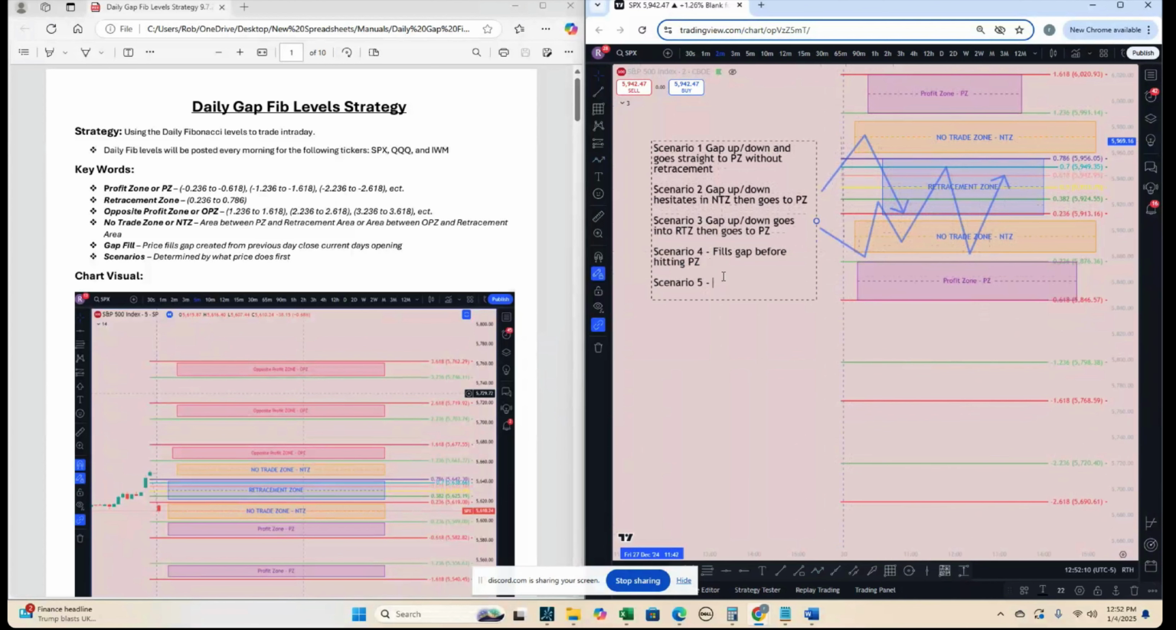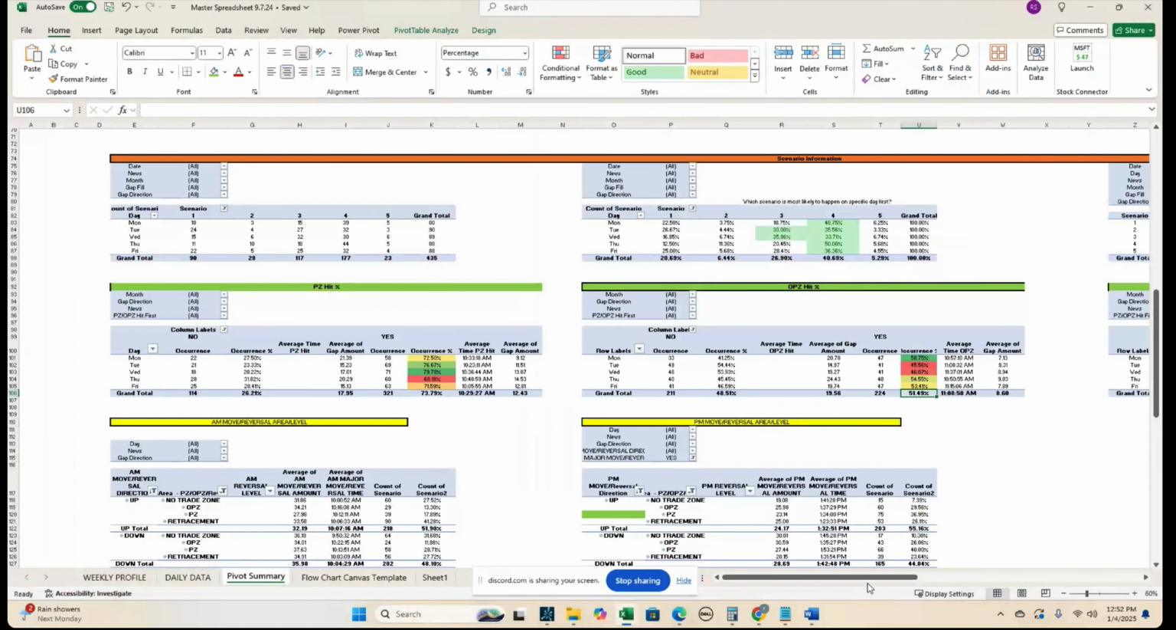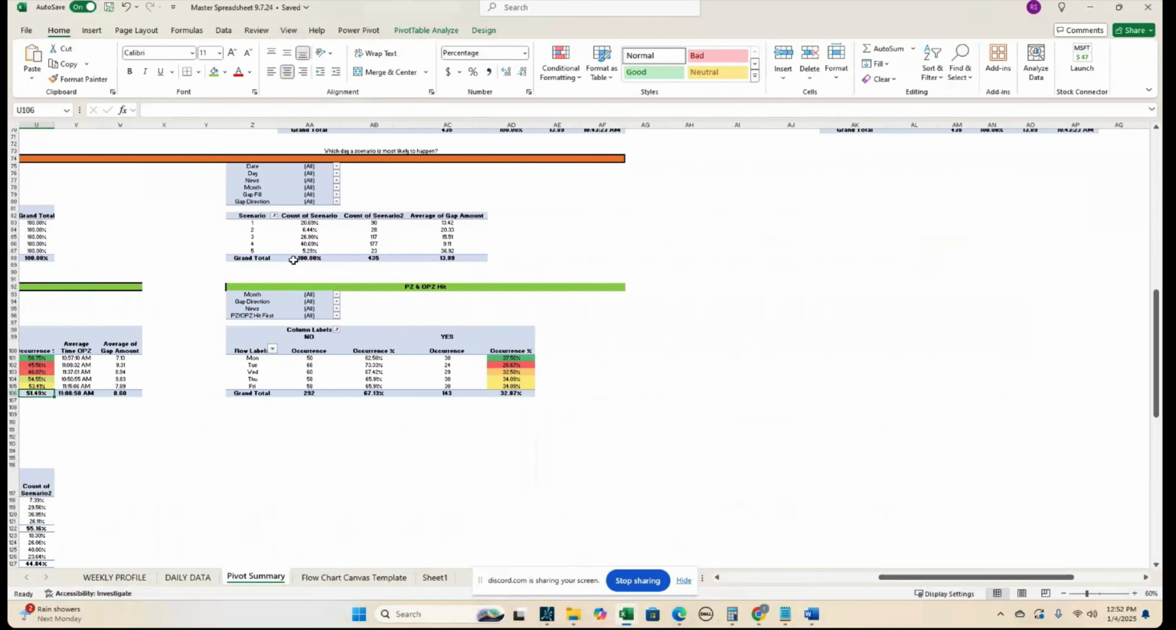All right. Scenario 5. So if scenario 1, we hit PZ. Scenario 2, we hit PZ. Scenario 3, we hit PZ. Scenario 4, we fill the gap. What would be scenario 5? It's the least likely thing to happen out of all the scenarios. Scenario 5 happens 5% of the time, and it happens typically when we have a big gap.